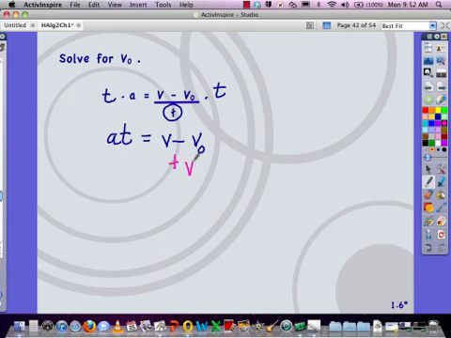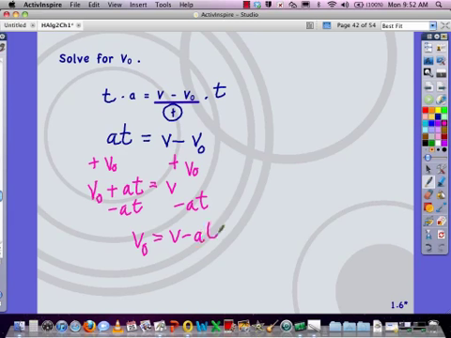If we add v sub 0 to both sides, that leaves us v sub 0 plus at equals little v. Now you can see very easily that to get rid of the at, since it's addition, we subtract at from both sides. Since we do not have like terms, we would have v minus at. There are no numbers you would put in this case. It's just rewriting the equation to put it in another form, solving for a different variable.